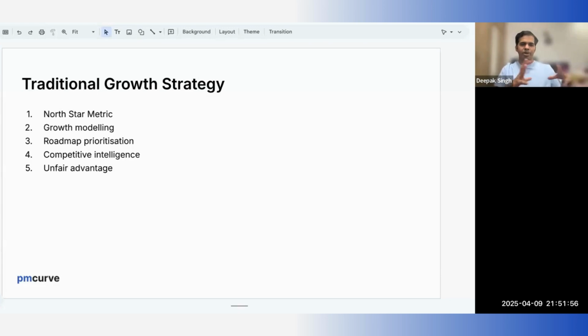Okay, so now I think we have covered the most important parts. Let's talk a little bit about growth strategy. As a PM, when you create your roadmap, you mostly had to do North Star metric definition, growth modeling to predict growth mathematically, and prioritization on the roadmap. You had to do some competitive intelligence so that you can pitch that we should build this because this is table stakes now.